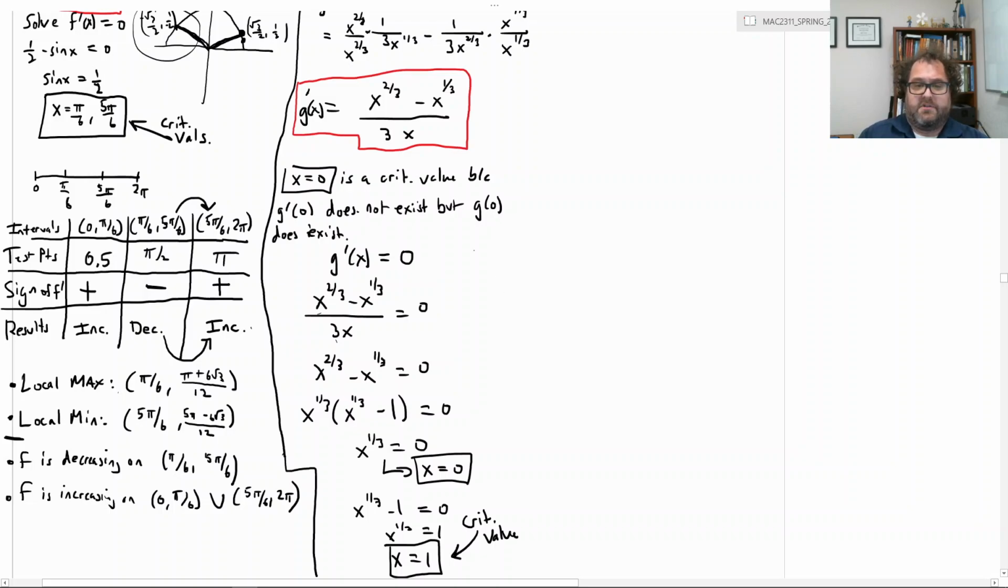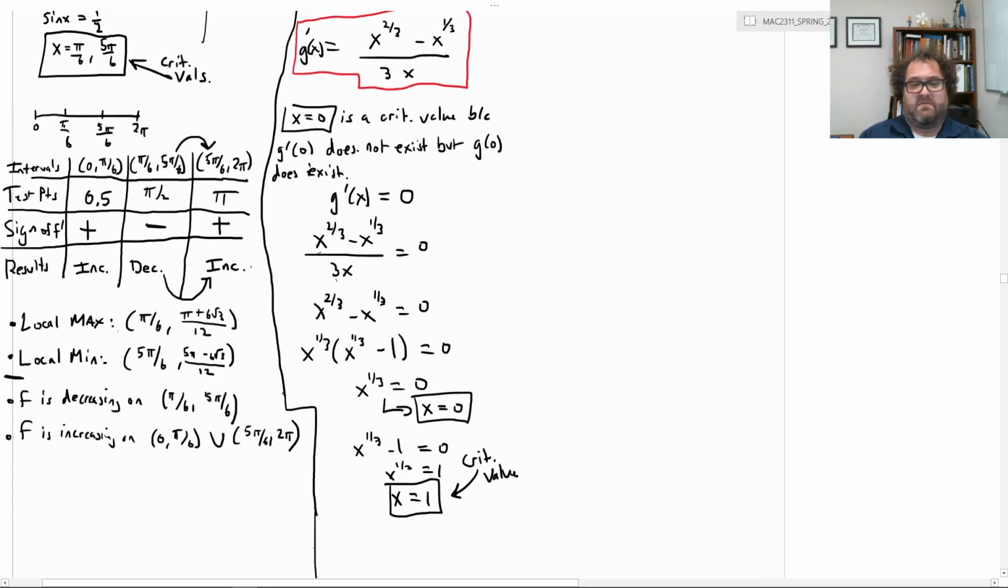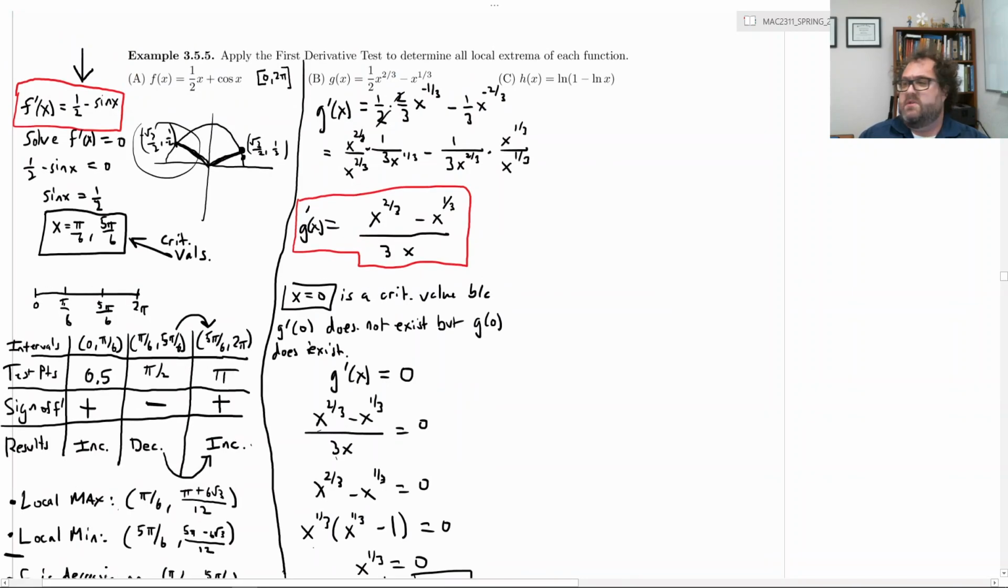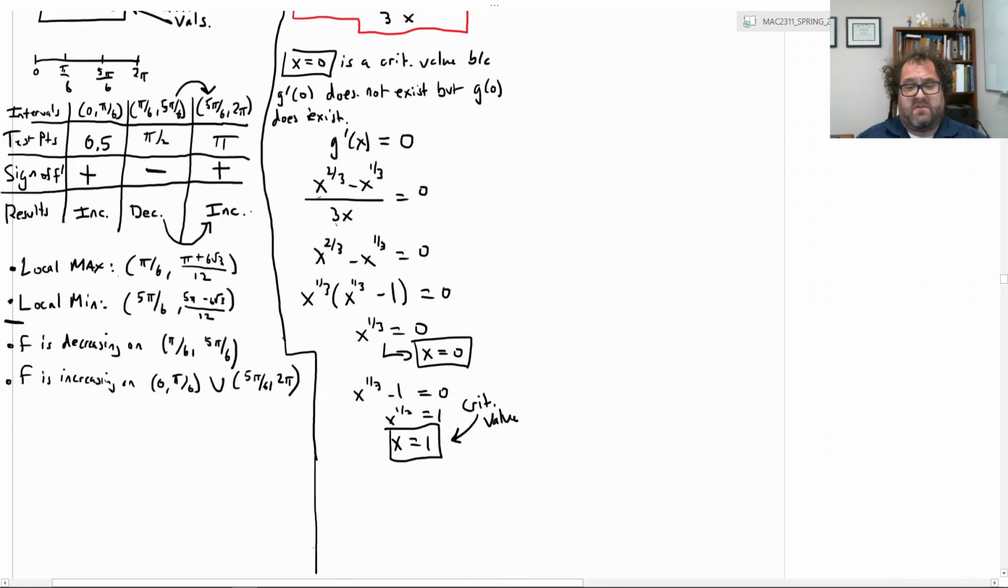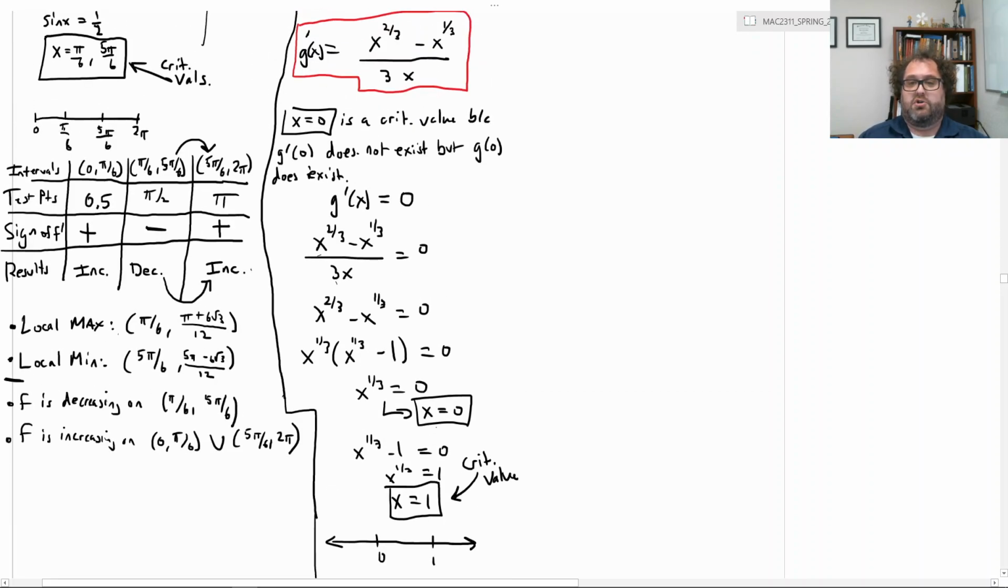So again, just to highlight, we have 0 and we have 1, and we now need to divide our number line. Now, what is the domain of the original function? Okay, we've said this a few times now. We have a cube root, which has domain all real numbers, and we have a 2/3 power, which again has domain all real numbers. So the domain of this function is indeed all real numbers. So we're going to divide up the real number line from negative infinity to positive infinity. And our critical values were 0 and 1. So we're going to have 3 intervals to consider when we make our chart.